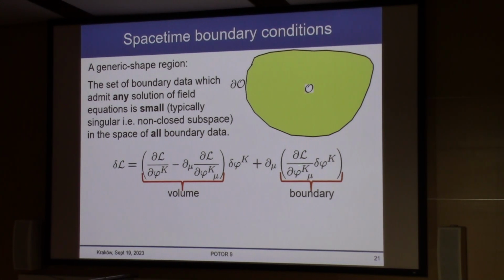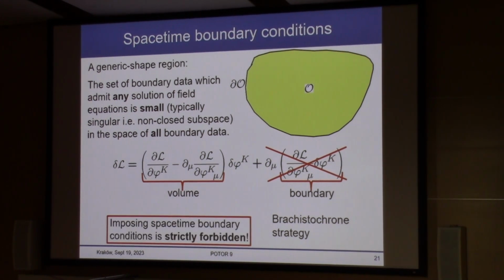Therefore, I go back to when we write down this identity, because this is an identity. The strategy, which I call the brachystochron strategy, consisting in neglecting the boundary part and trying to squeeze out the physical consequences using only the volume part, is nonsense. I reject it, because imposing space-time boundary conditions is strictly forbidden.